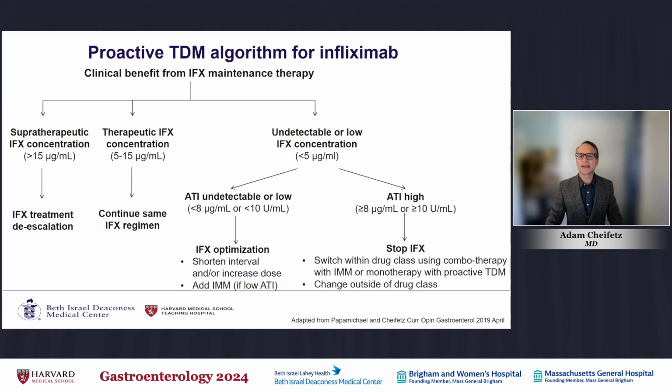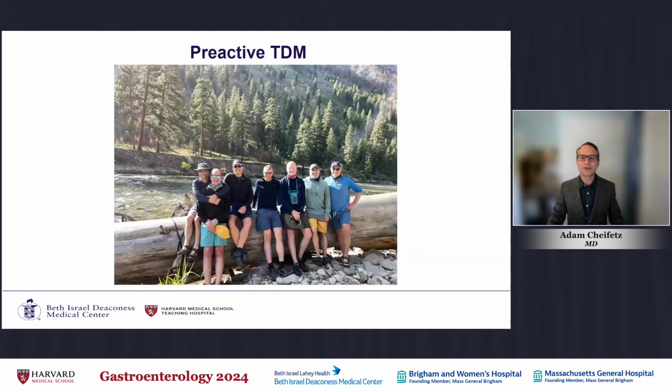Here is the proactive therapeutic drug monitoring algorithm. Again, I typically aim in the middle for concentrations of 5 to 15. If greater than that, I will talk to them about dose de-escalation and de-escalate. And similar here, I will optimize them if they have low drug concentrations. Shortening the interval is more effective than increasing the drug. The PK is better. I introduced the concept of preactive TDM.